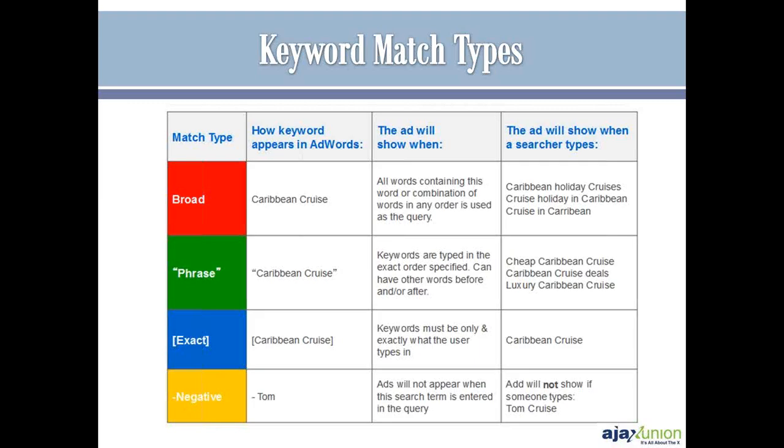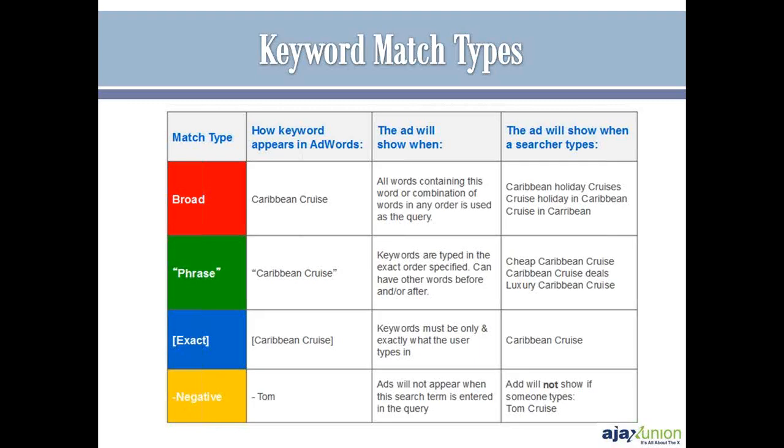To give examples, if you put, for phrase, Caribbean cruise, then anytime those 2 words in that order appear in a search term, your ad can be triggered. Exact is the same thing, except only those two words can appear. So in the exact match, Caribbean Cruise Lines will not show up, because your exact match has to say exactly Caribbean Cruise.